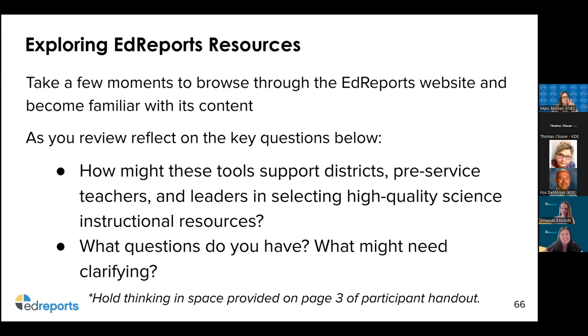I have a little question. When I'm looking at, and I love Ed Reports, I do, but is there a way to tell on the reports if a resource is free? I don't know that I have figured that out. Is that because so many districts are struggling with resources now with the ESSER funds being spent? So just kind of wondering, is there a way to tell in Ed Reports if it's free?